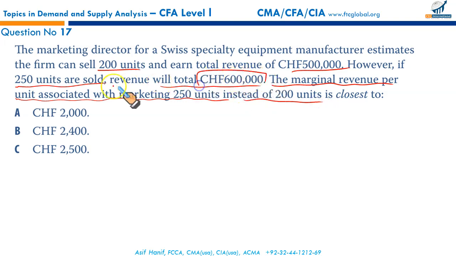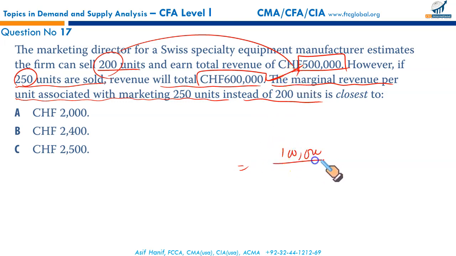This is the revenue expected for 250 units and this is the revenue expected for 200 units. So if you take the difference between these two revenues, that is $100,000 or whatever the currency is, divided by the difference in units, 250 minus 200, that's 50. So if you divide 100,000 by 50, you get 2,000. That is the marginal revenue per unit, and that perfectly matches with your option A.